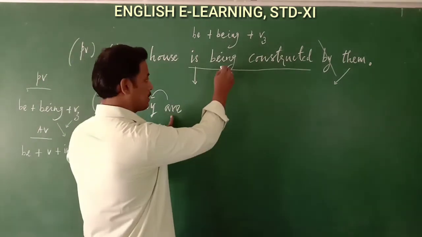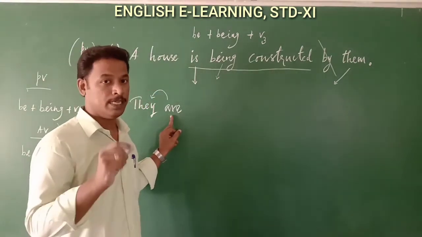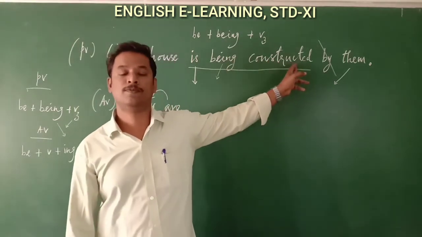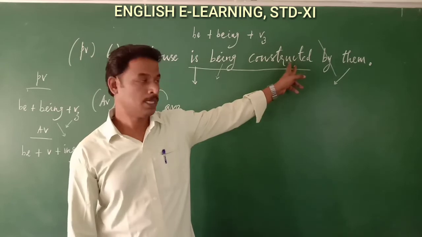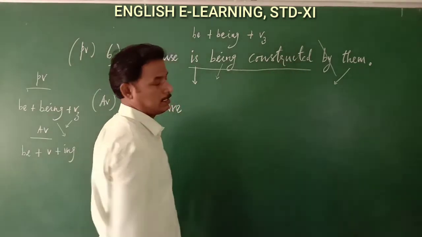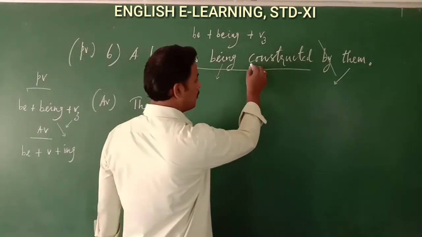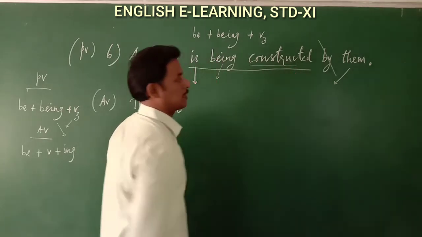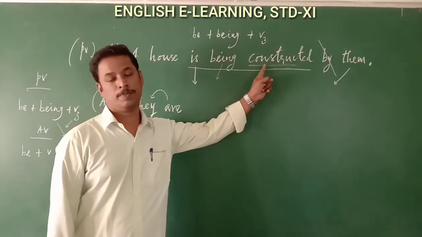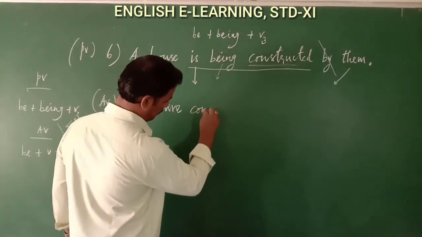They are. Next, being should be changed as ing. That ing should be combined with the base form of this verb 3. The verb 3 used here is constructed. The base form of this verb is construct. If you add ing to that base form construct, we can get the answer, constructing.